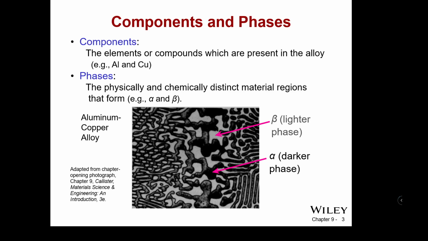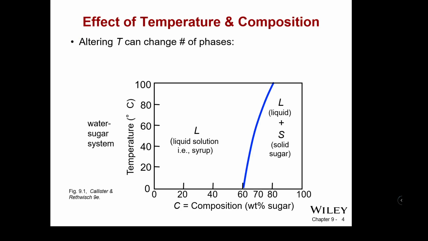So the components and phases in a metal are similar in concept to that, except that they are in the alloys especially. You can have things like aluminum and copper, physically and chemically distinct material regions that have alpha and beta. So the alpha is the darker phase, the beta is the lighter phase, and this aluminum copper alloy is just one example that we'll look at from this.